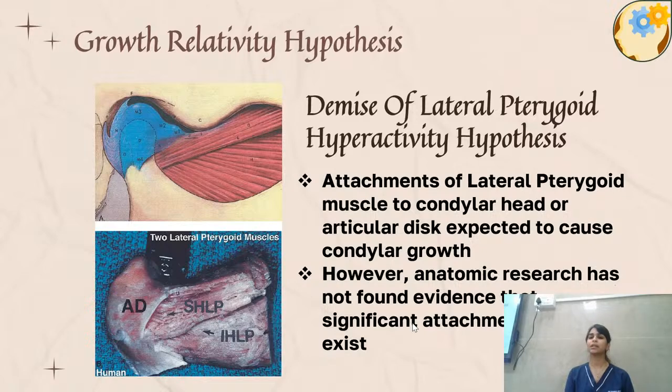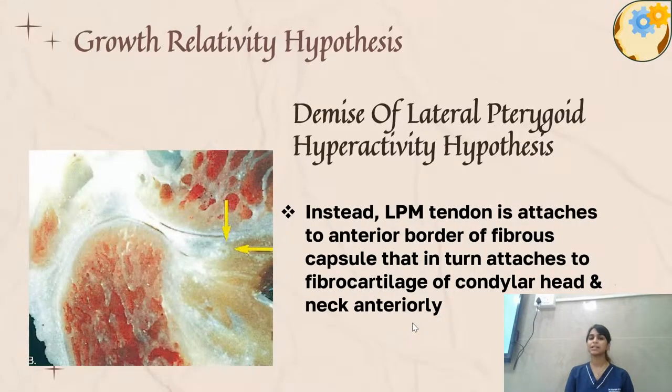If we are thinking that it is the lateral pterygoid muscle contraction that is only responsible for the activity of functional appliance, then the attachment should also be like that. The attachment should be to the condylar head or articular disc. However, anatomic research has found no evidence that such significant attachment actually exists. Instead, the lateral pterygoid muscle tendon attaches to the anterior border of fibrous capsule that in turn attaches to the fibrocartilage of condylar head and neck anteriorly.